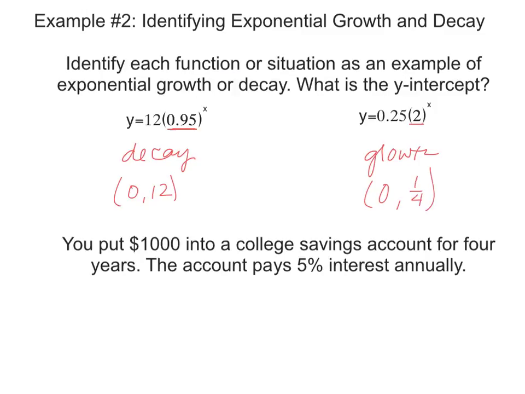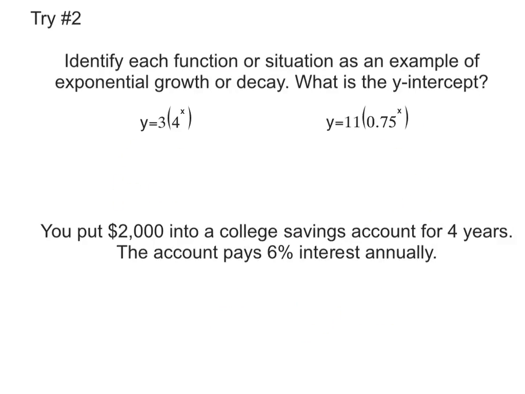Then lastly, it says you put $1,000 into a college savings account for 4 years. The account pays 5% interest annually. Because it's growing, it pays on the interest annually. This is, again, an example of growth. And this y-intercept is 0, 1,000. Or if you want to put the dollar sign, you can, but probably really shouldn't. And we're done. Let's do the try.